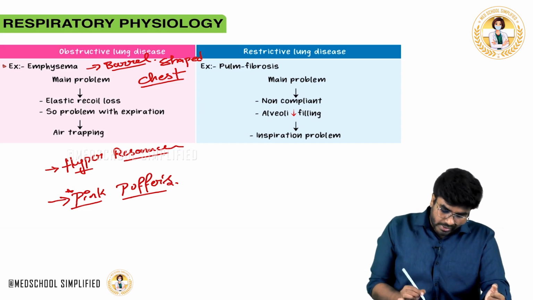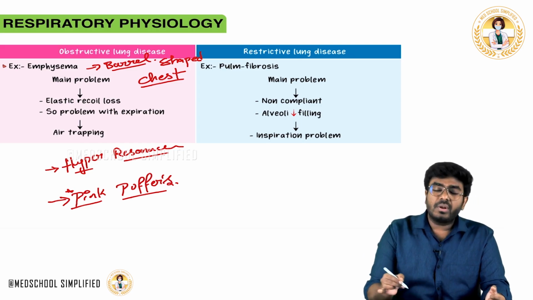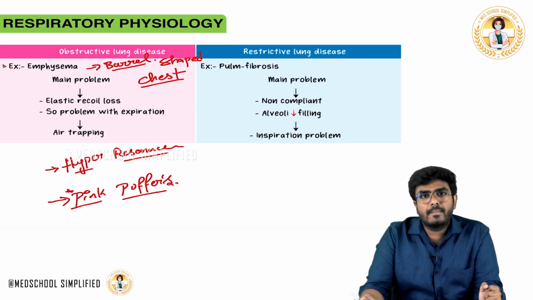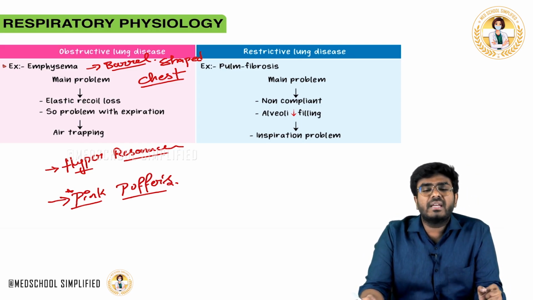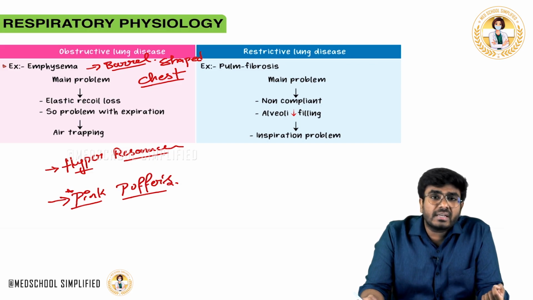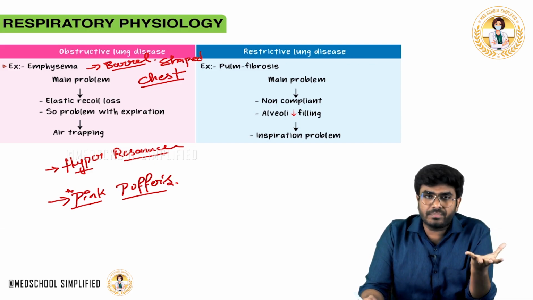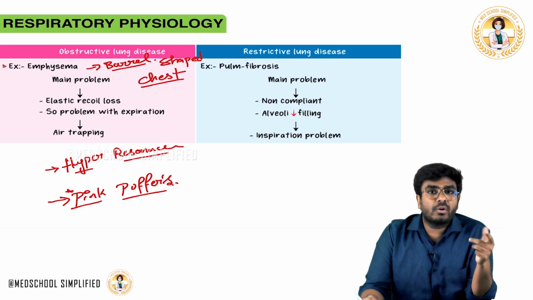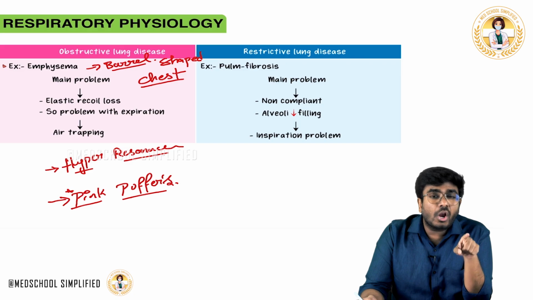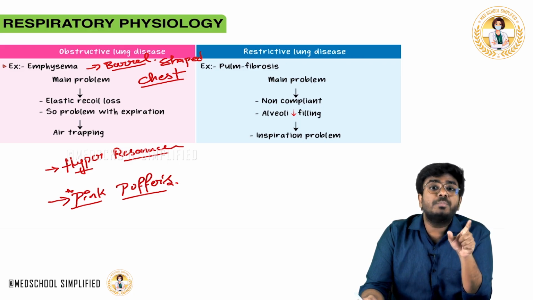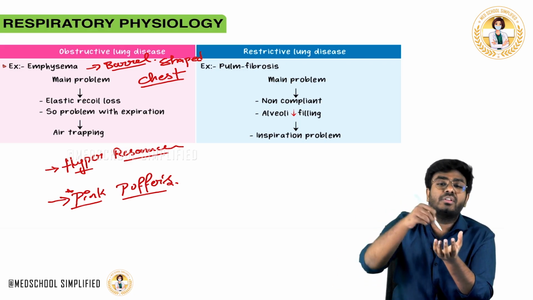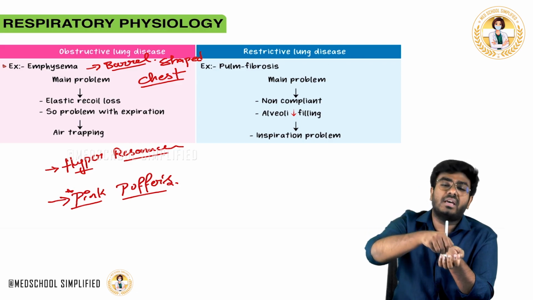Now let's talk about restrictive lung disease. The example of restrictive lung disease is pulmonary fibrosis. Now the lung is getting fibrotic, alveoli are getting fibrotic. If the alveoli are getting fibrotic, you cannot easily stretch them, so the compliance of the alveoli is going to be decreased. When the alveoli are non-compliant, you are not able to expand them. If you are not able to expand them, the problem is with inspiration. Air is not entering into the lungs. You can't get the air into the lungs.